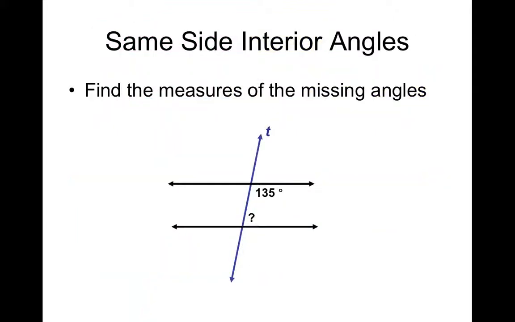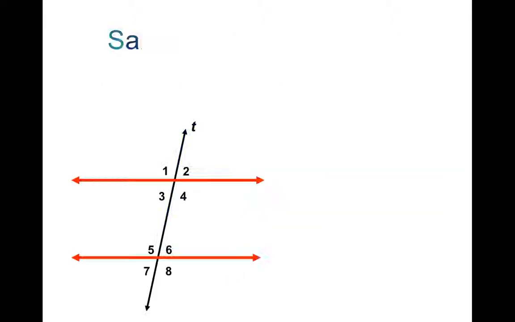We can use this to solve problems. If I look at this problem here, I know that the missing angle is 45 degrees because 180 minus 135 is 45 degrees.